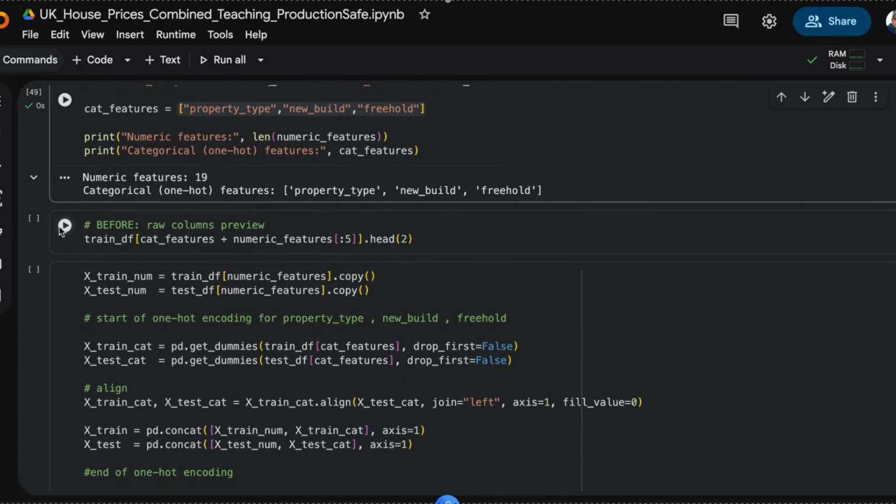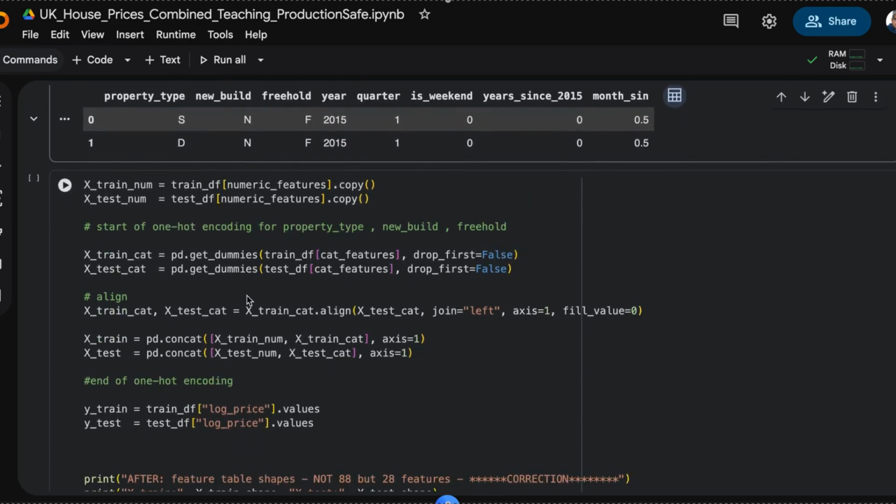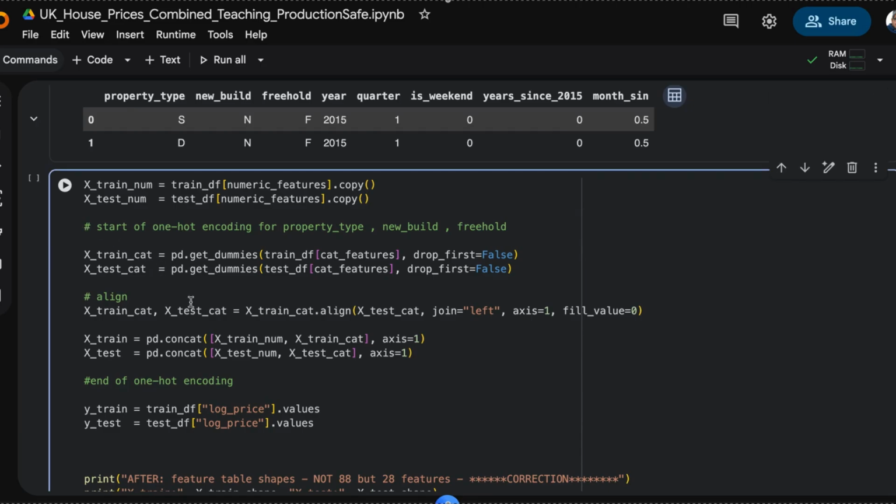We now apply one-hot encoding to property_type, new_build, and freehold. One-hot encoding creates binary indicator columns. For example, property type detached, property type flat. Each row will have a 1 in the corresponding category column. This allows the model to treat each category independently without introducing artificial ordering.